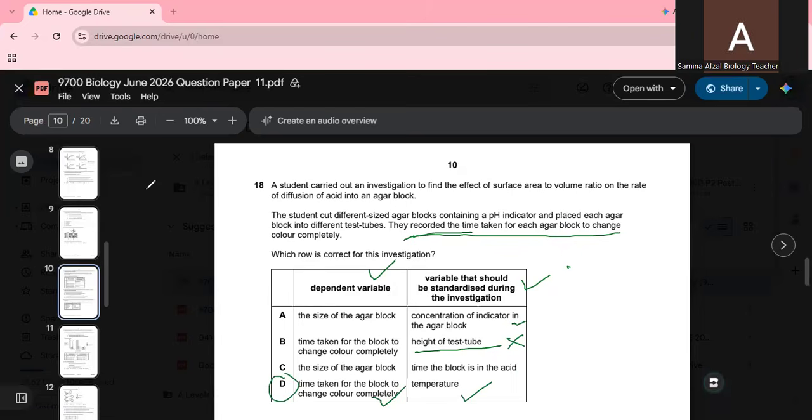Now the remaining ones, the size of the agar block. No, we are not talking about the size of the agar block. We need to record the time taken for each agar block to change color completely. So A is not the correct option. B is also not the correct option. The size of the agar block is not the dependent variable in this investigation. Only D is the correct option.